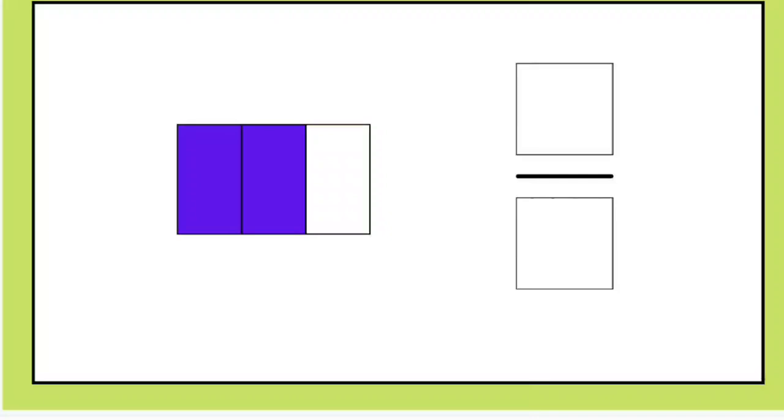So, first of all, let's count the total parts. 1, 2, 3. So denominator will be 3. And how many parts are filled? 1, 2. Then 2. So this is 2/3.